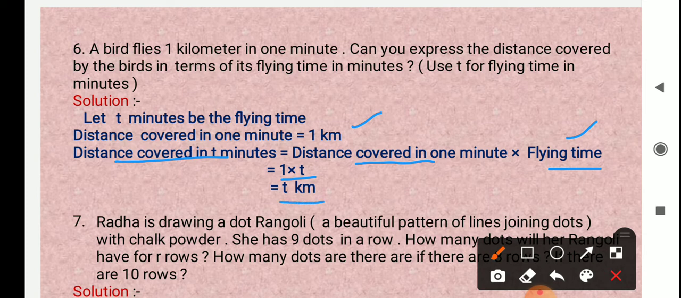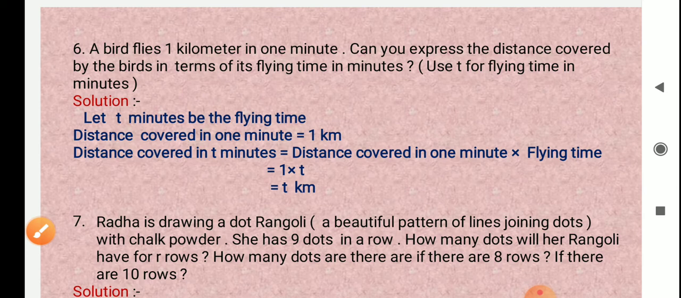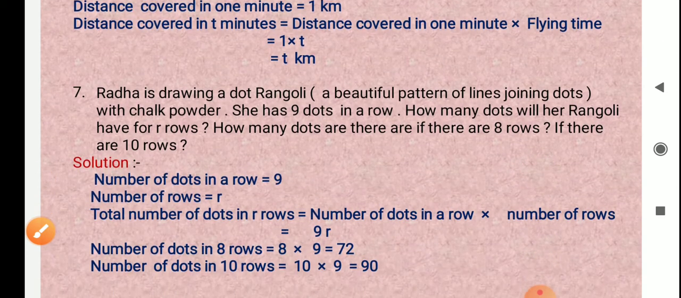So what is our rule? Distance covered in T minutes is equal to T kilometer. Okay, so let's see next question.